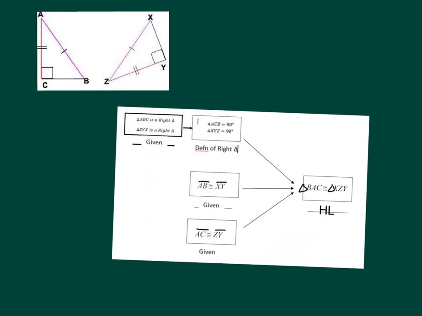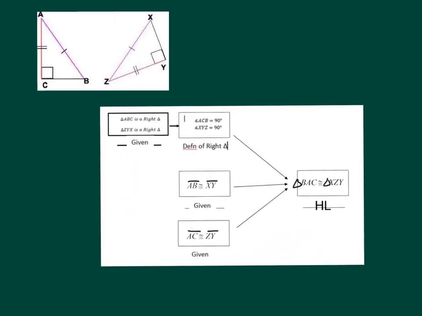So if we wanted to write up a proof, well, we'd start by saying we've got triangle ABC as a right triangle and triangle ZYX is a right triangle. That's given to us. And that tells us that we have 2 right angles, because if we have a right triangle, we have to have a right angle inside the triangle, and that would be our definition of right triangle. Now we also know that AB is congruent to XY, that's given, and that is our hypotenuse. And we know that AC is congruent to ZY, that's given to us, and there's our leg. So we can conclude that the 2 triangles are congruent by hypotenuse leg.